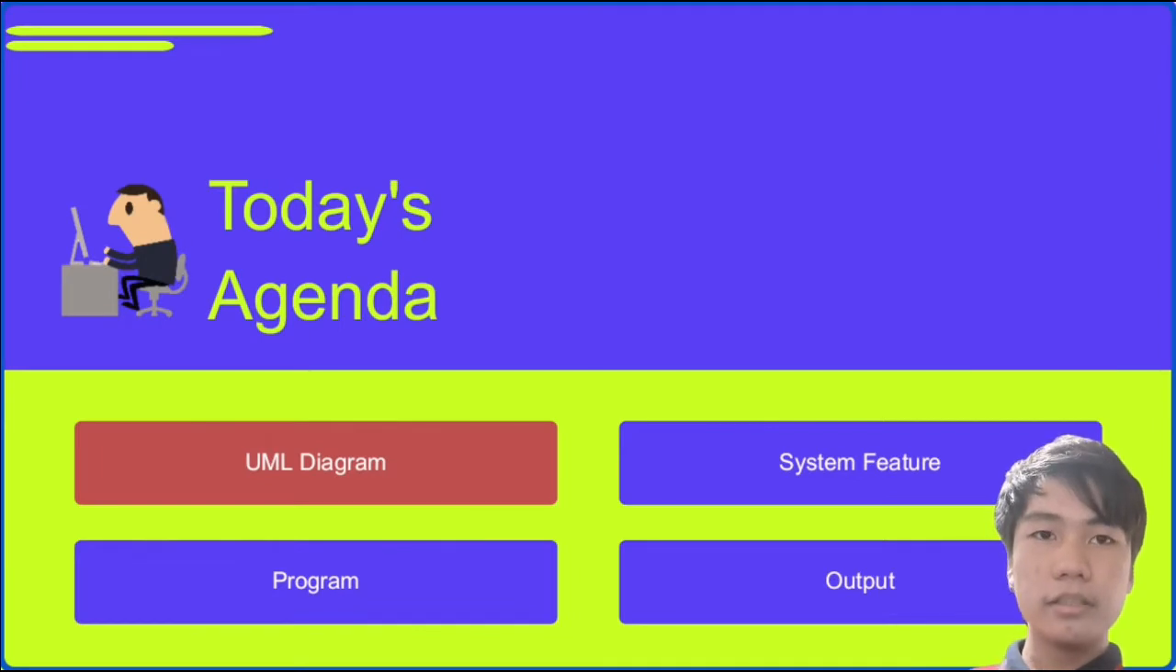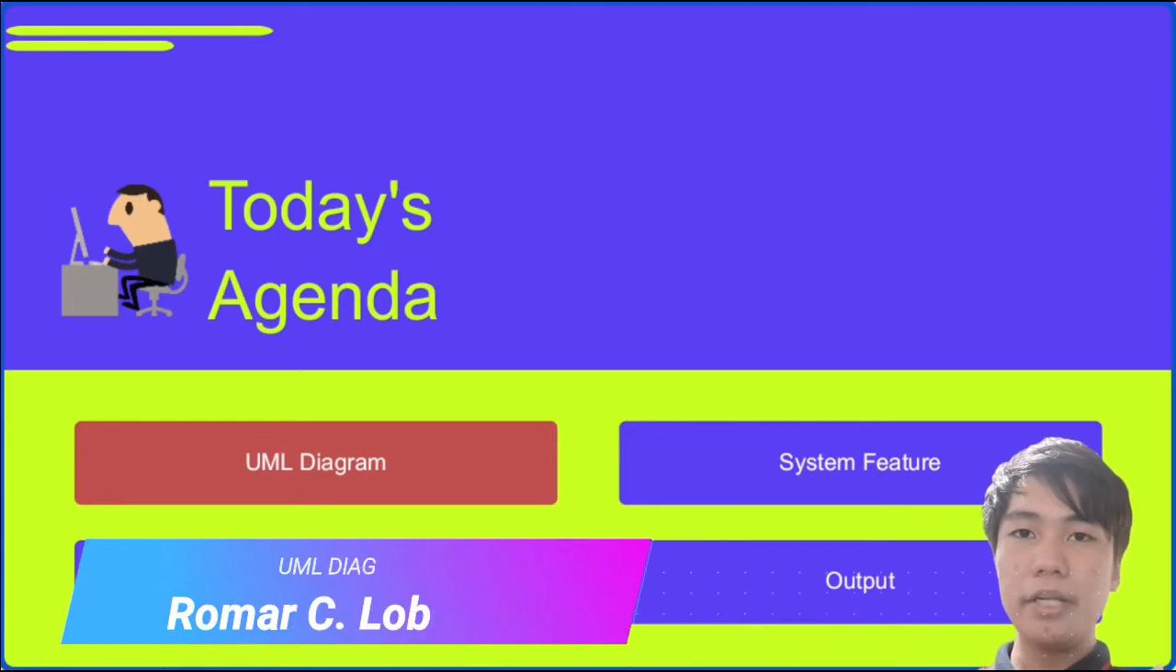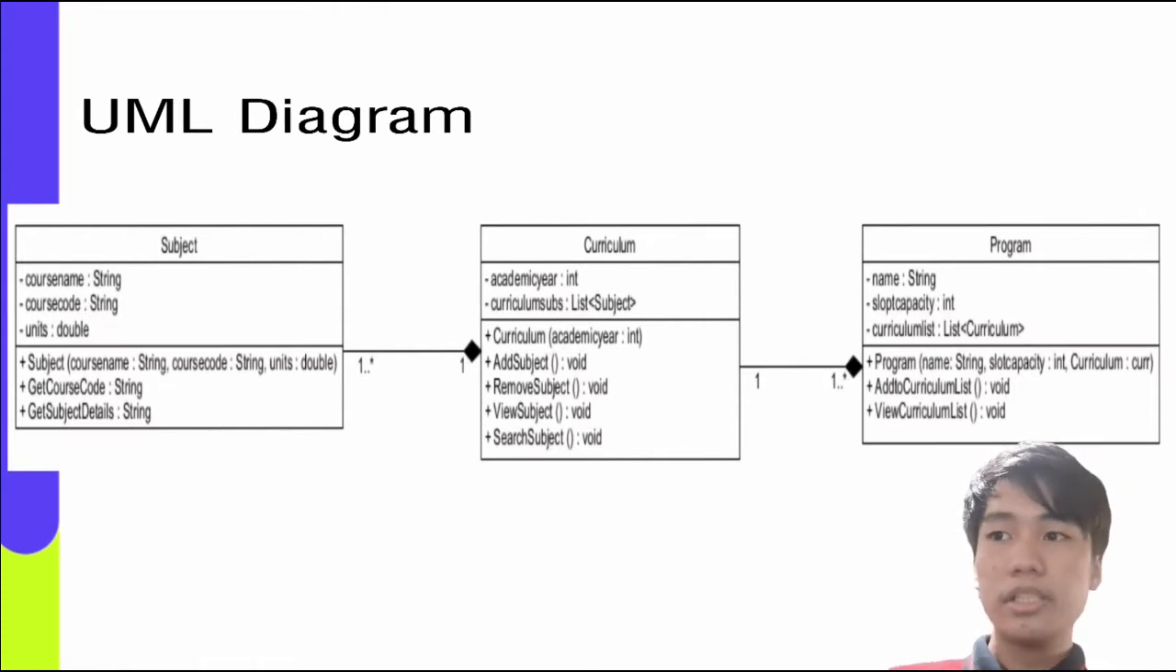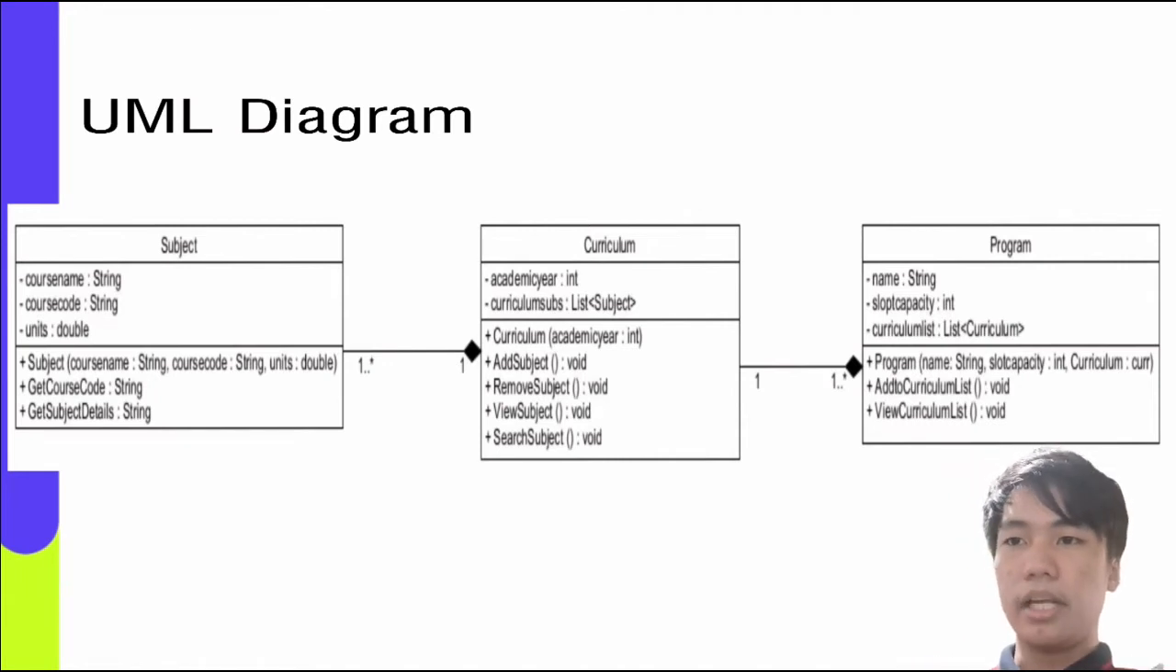Hi, thank you for that introduction, Mr. Harry. And good day, my name is Romar Lobedica, and I am here to discuss our UML class diagram. This is our UML diagram, which has three classes, namely subject, curriculum, and program. Under the subject class, we have private courseName String, private courseCode String, and private units double. Under it are the methods, which are Subject with courseName String, courseCode String, and units double, the public getCourseCode String, and public getSubjectDetail String.